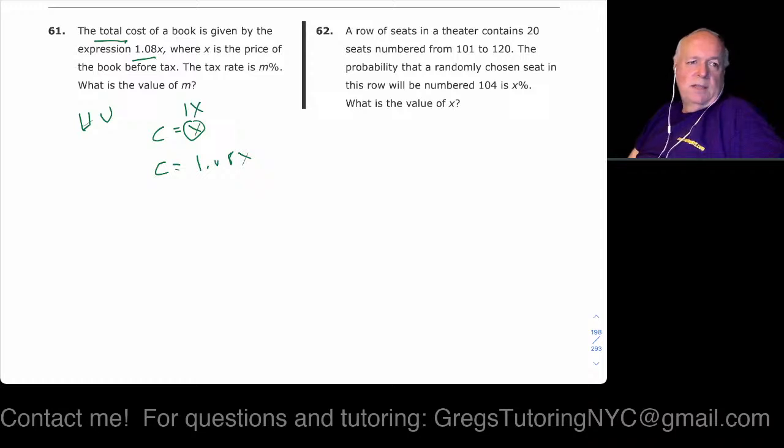Okay, so then it's where x is the price of the book before the tax. So 1x is the price of the book before the tax, and after the tax is 1.08. It says the tax rate is M%. What is the value of M? All right, so some of you could just pretty much leave out that you know that this is an 8% increase. Theoretically, this is 1x plus the 0.08 of x.